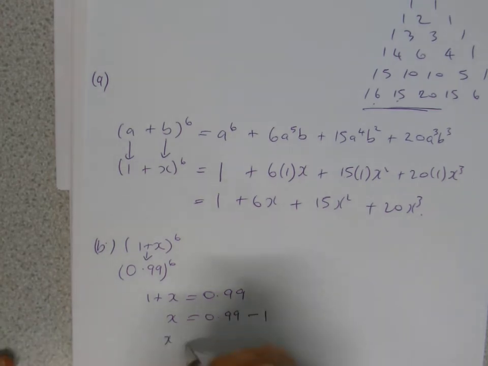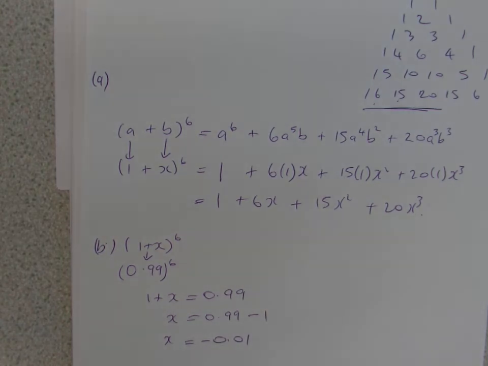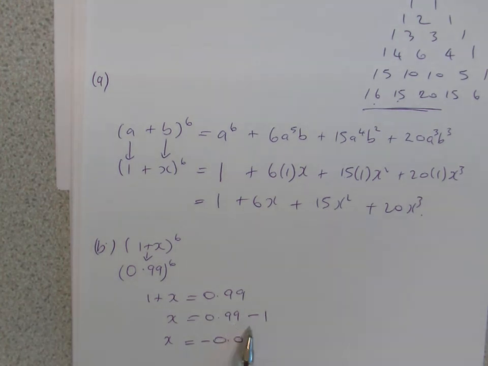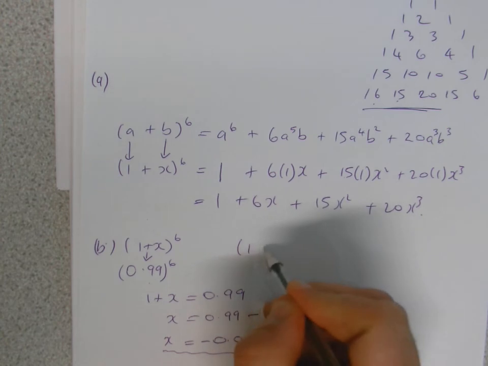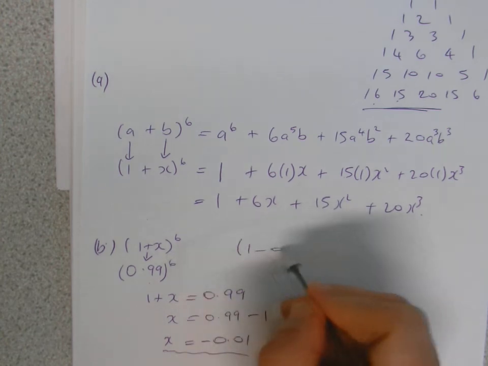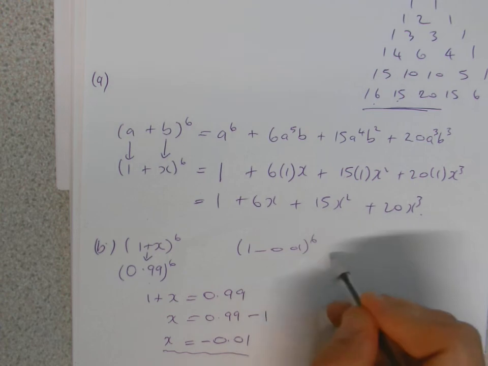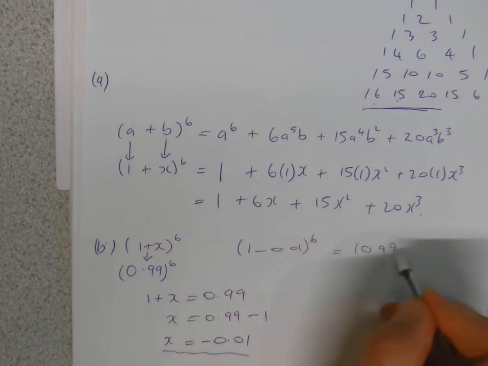If you work that out, that'll be negative 0.01. It's like saying I've got 99 pence in my bank account, and then I take another pound out, well, I'll be 1 penny in debt, won't I? So by setting x to equal negative 0.01, you will get this here, and you can go back and check it.